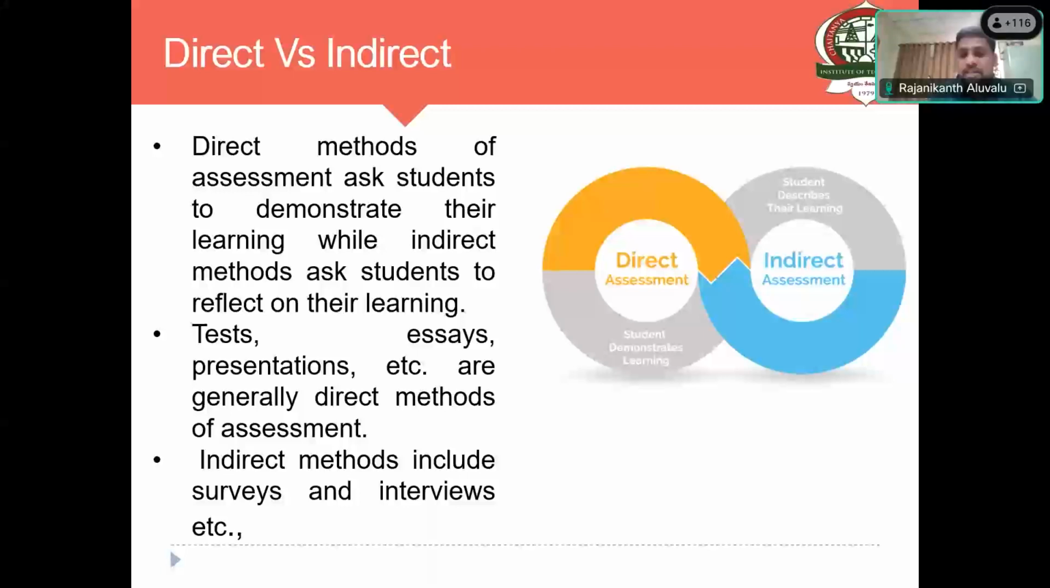So here, the basic difference, the diagram tells you on the slide. The direct assessment is nothing but the student is going to demonstrate his learning through the examinations or the assessments that the facilitator or the faculty or the teacher or the department has planned. Whereas coming to the indirect assessment, the student is going to describe their learning.